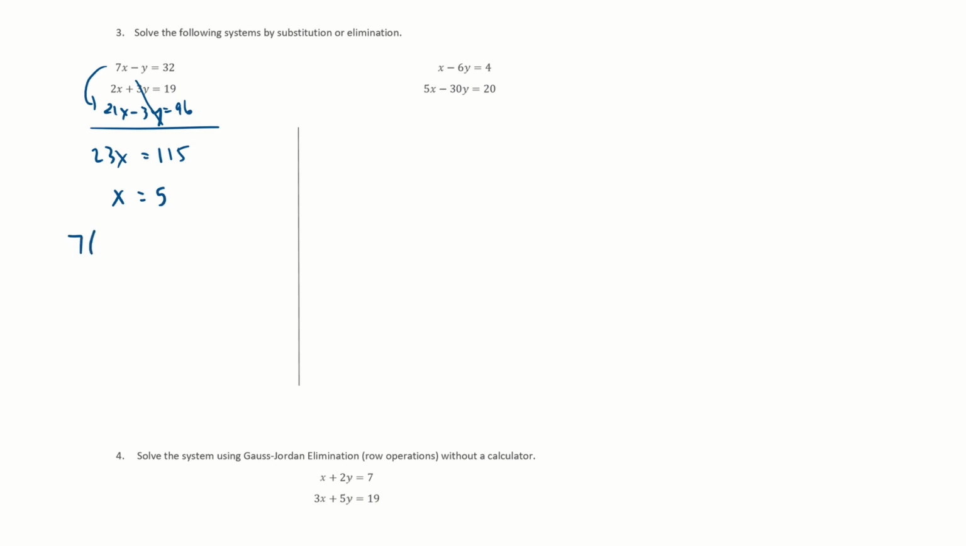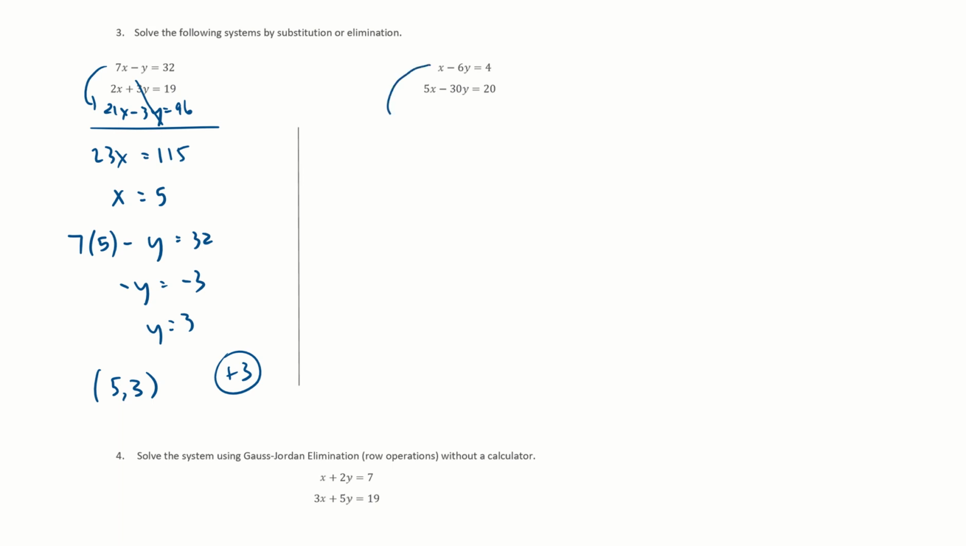And then plug it into either one of the equations. 7 times 5 minus y equals 32. Negative y equals negative 3. Y equals 3, so my solution is 5, 3. This is worth, I don't have my key right handy with me, so I don't know how many points this is worth. I would have made it worth probably 3 points, I believe. One for x, one for y, and one for process.